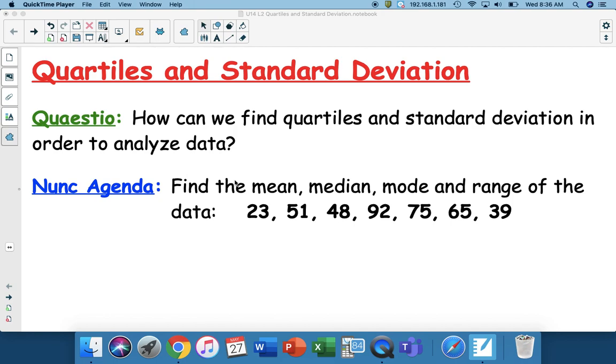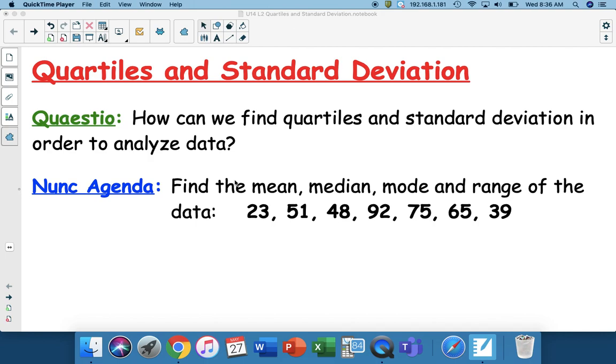All right. So last lesson you did mean, median, mode, and range. Today we're going to take it up a notch and do quartiles and standard deviation. I'm going to teach you what these words mean, how we use them, and so forth. So first thing I want you to do, as always, besides copy down your name and do now, is to do your do now.